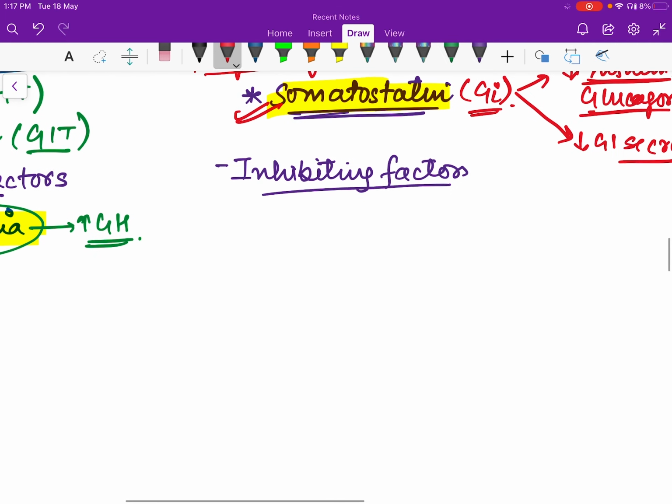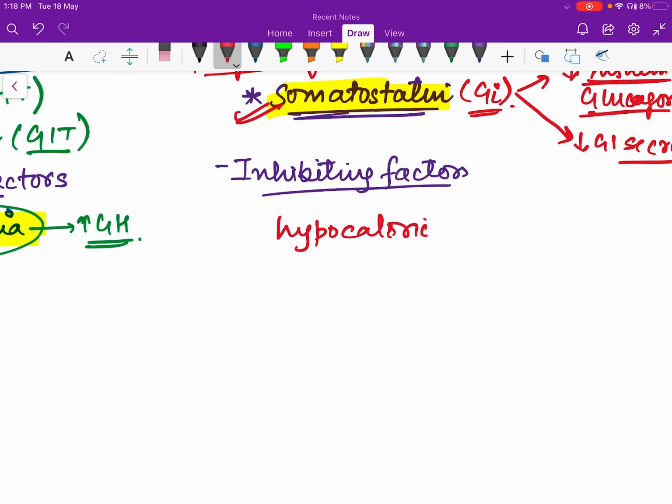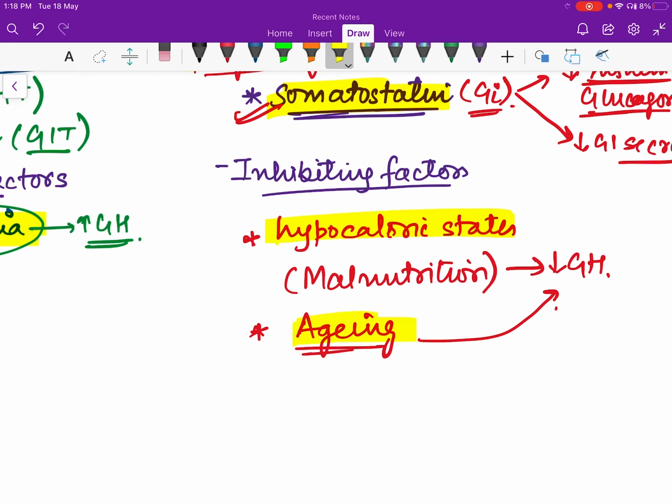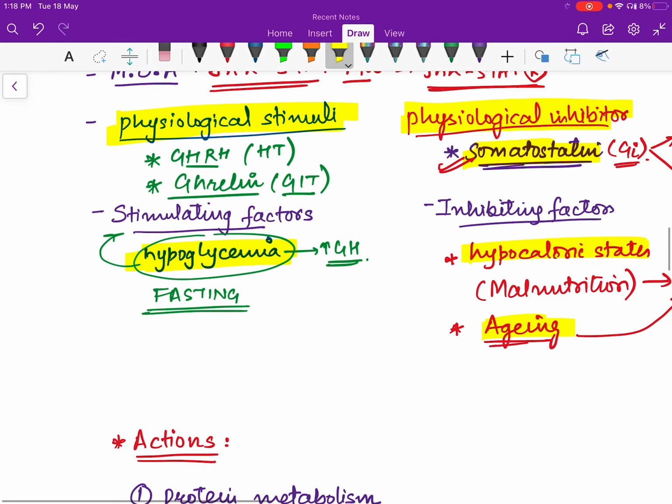Inhibitory factors. In the inhibitory factors, we have hypocaloric states, for example, malnutrition. In case of malnutrition, there will be decreased production of growth hormone. Similarly, another case is aging. As the person ages, there is decreased production of growth hormone. So two things that you need to remember here: hypocaloric state and aging. They decrease the production of growth hormone.